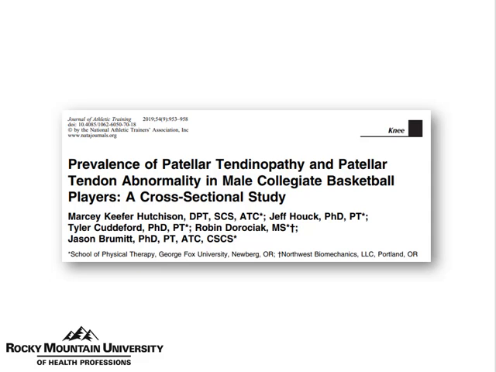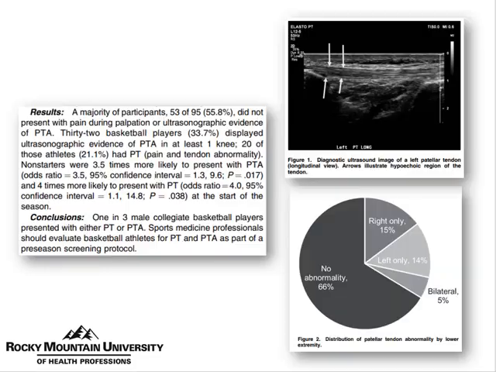Another study I was involved with looked at the prevalence of patellar tendinopathy and patellar tendon abnormality. This was in male collegiate level basketball players. It was a prevalence study. What we did is we had people come to our lab and we then used diagnostic ultrasound. You see an example there. With the diagnostic ultrasound, we were looking for those black areas, those hypoechoic areas, which are suggestive of patellar tendon abnormality.